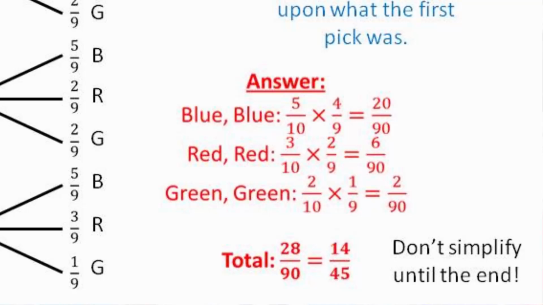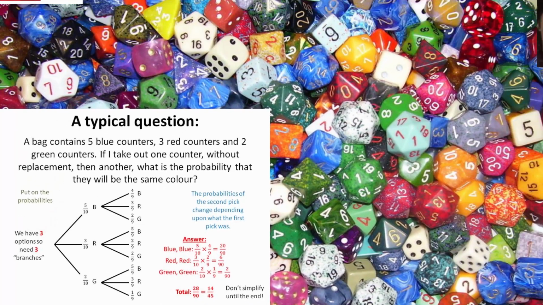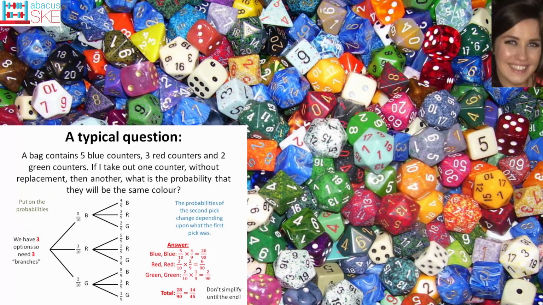If you are going to simplify, don't simplify till the end. Probability can come up on both calculator and non-calculator questions. If students simplify during the question, then they will not be able to add them together at the end. This concludes my presentation on how to complete probability tree diagrams.